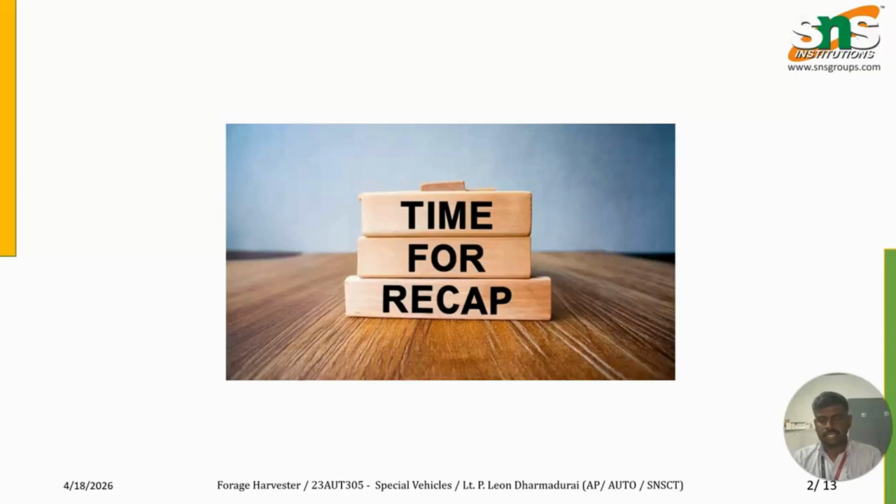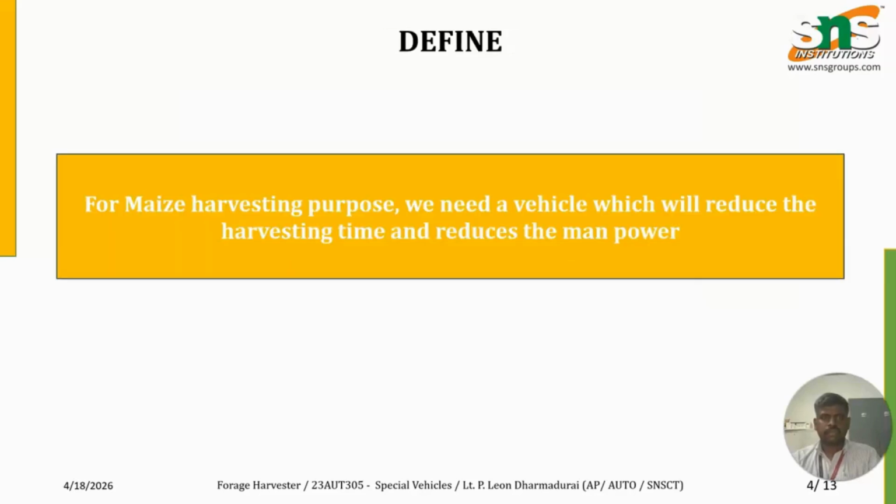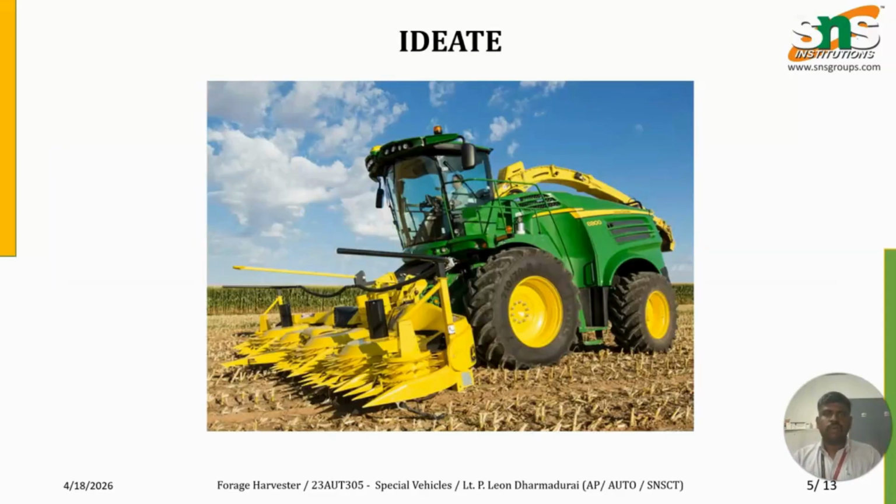Now I am going to discuss the forage harvester in detail, in a design thinking based manner. The first pain point is the difficulty in harvesting maize corn, which needs more manpower, and clearing the waste from the land is difficult. So for maize harvesting, we need a vehicle which will reduce the harvesting time and also reduce the manpower. Yes, to overcome this, the forage harvester can be used.